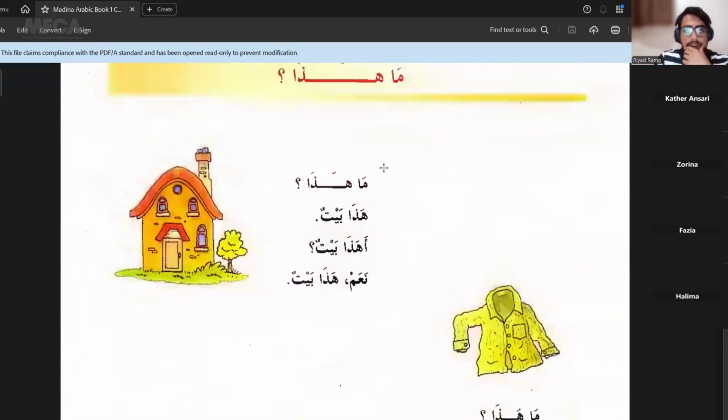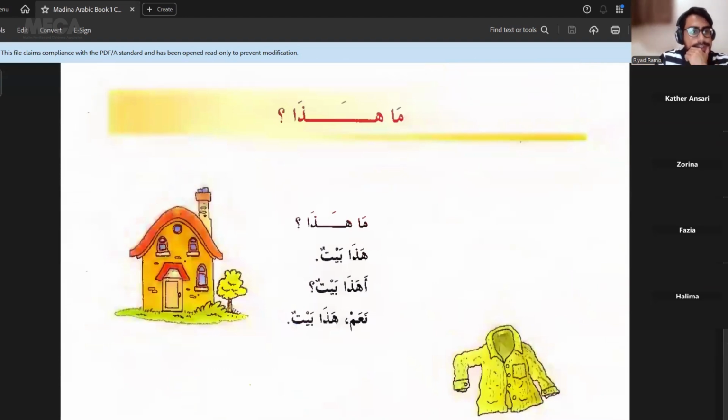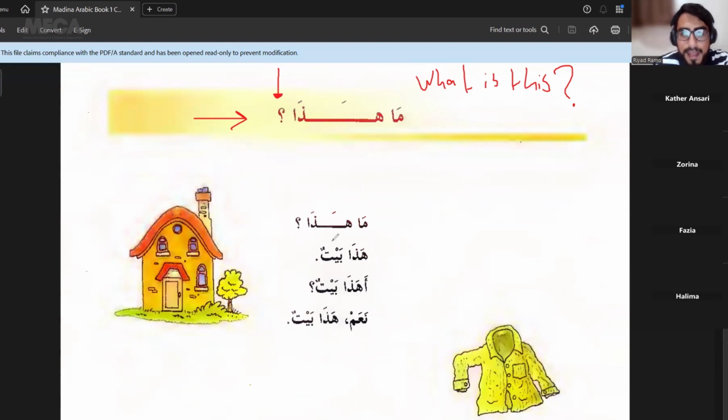That's simple. So the other thing we learned in this chapter is mahada. What is this? This is a question. Even here, the question mark is going to help you. Mahada. What is this? And then he responds saying, hada baytun.